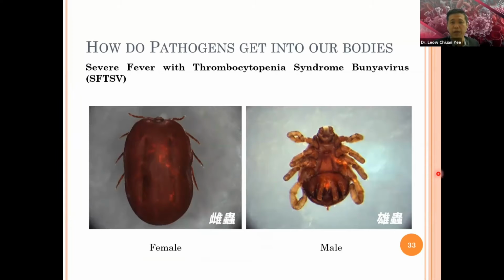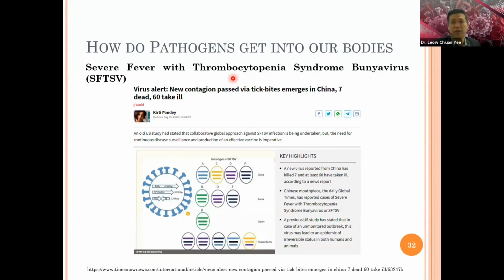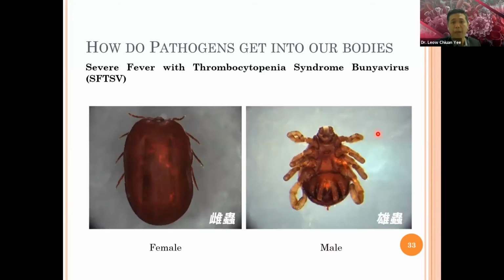So we need to be aware. And these viruses, usually the impact is not like COVID-19. However, it will cause thrombocytopenia, which means people will get inflammation in our blood circulatory system, and it leads to death as well. So that's why 7 deaths were reported after being identified with this kind of virus infection.